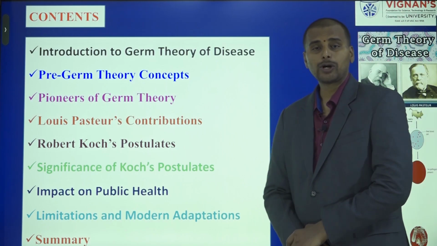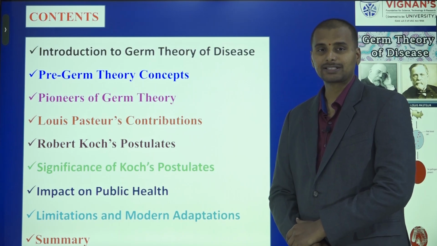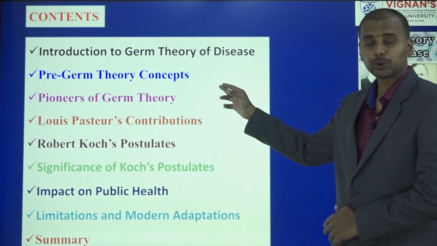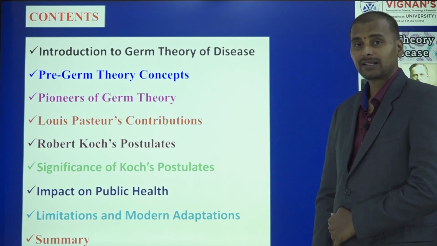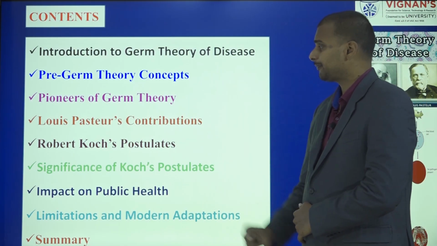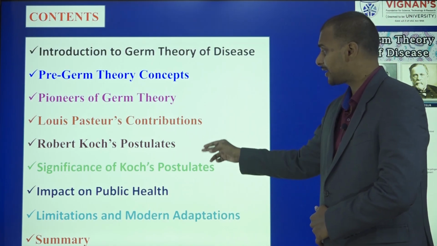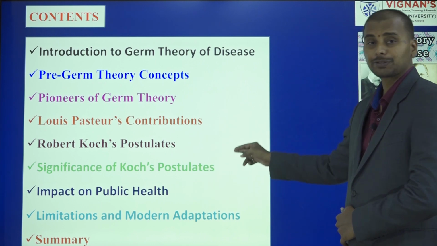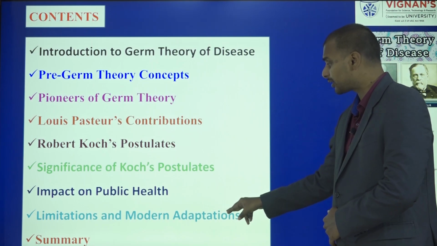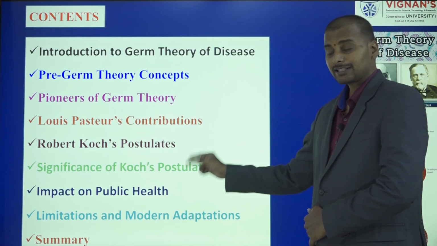So with this I want to enter into the current discussion topic, the germ theory of diseases. It has the following contents. The first one, the introduction to the germ theory of diseases and the pre-germ theory concepts. Then the pioneers of germ theory, Louis Pasteur's contributions, Robert Koch's postulates and the significance of Koch's postulates, the impact on public health, limitations and modern adaptations of germ theory of disease, and summary.